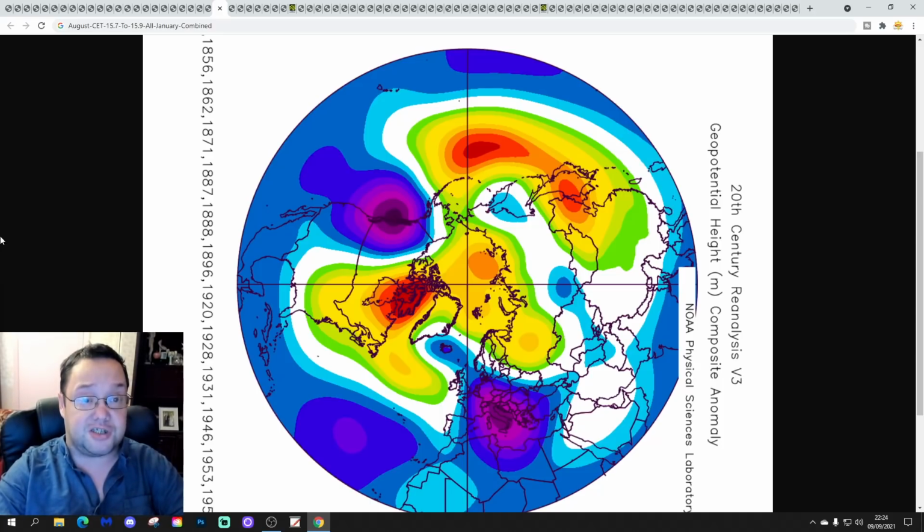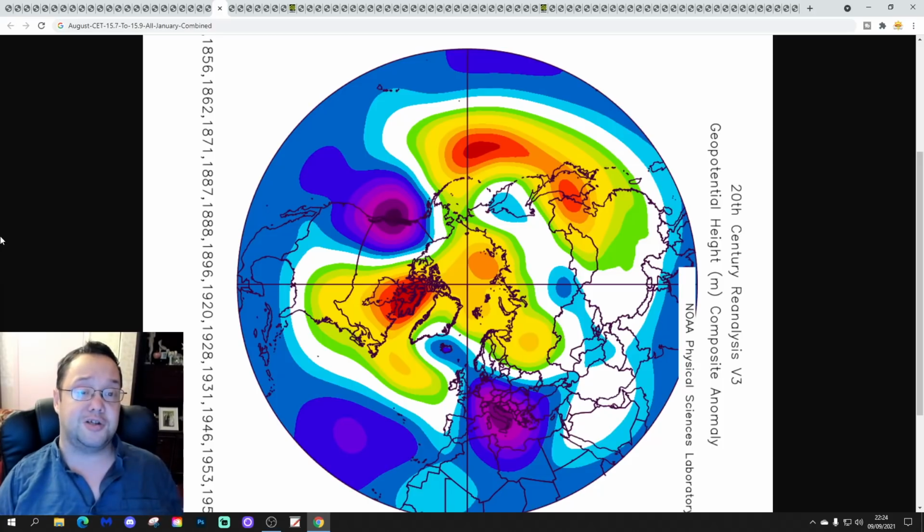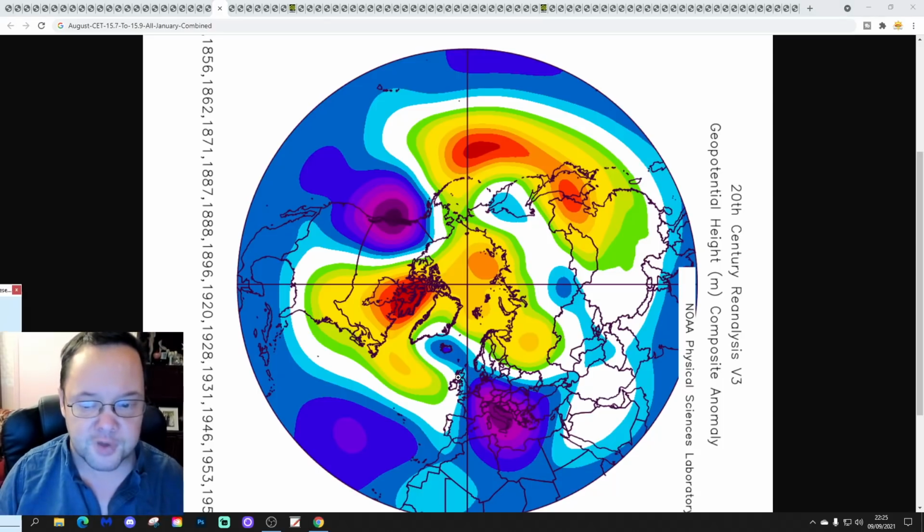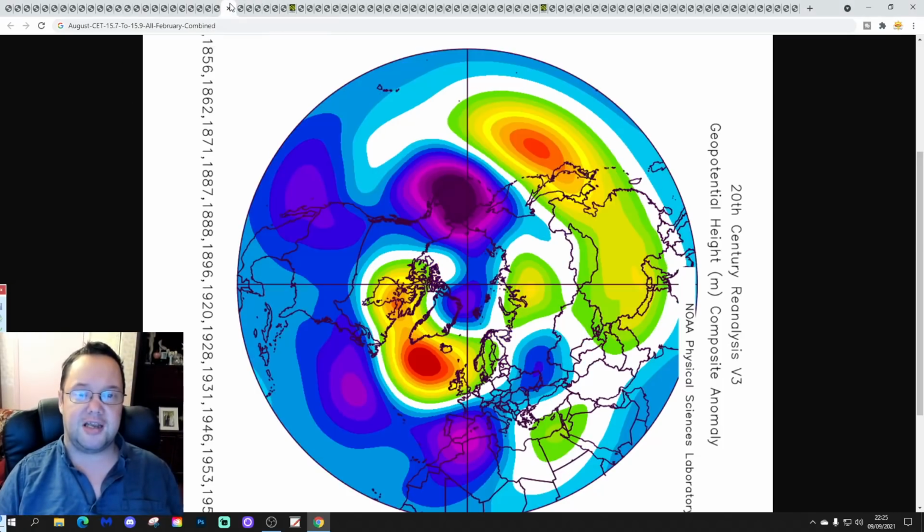This is how all Januaries combined are looking following August CT range from 15.7 to 15.9. Again, a bit of a mid-Atlantic type ridge pattern, but I think it's a little bit more westerly, as we send the trough of low pressure more out towards the east-southeastern part of Europe. So I reckon after that cooler potential for December, January probably reverts a little bit more to a westerly type flow, to be honest.